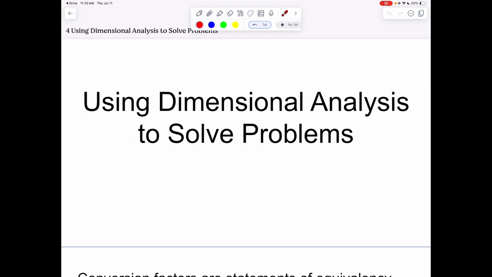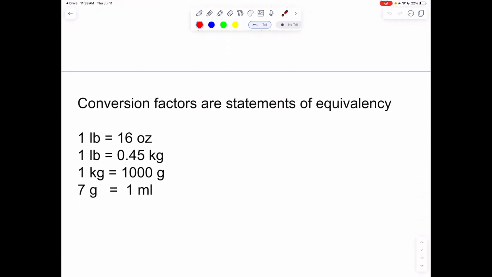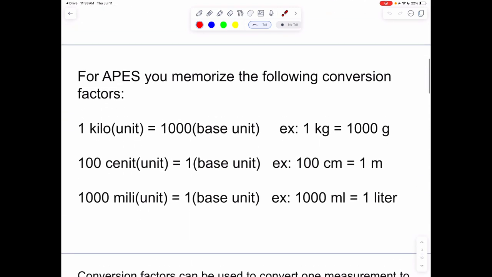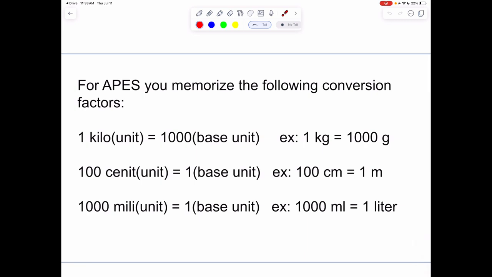So here we go. Let's walk through this. As we know, conversion factors are statements of equivalency. So it helps us to convert one into the other because they equal each other. 1 pound equals 16 ounces. 1 pound also equals 0.45 kilograms. A kilogram equals 1,000 grams. 7 grams equals 1 milliliter, and so on. So there's so many different equivalents in the world and in science that we can use to convert units from one to the other. In APES, however, you need to memorize these three especially.